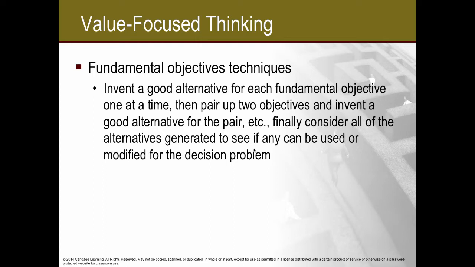So basically, for each fundamental objective, you invent a good alternative. Just one alternative for the fundamental objective, and then pair up two objectives. Right now, just consider the second objective. The first objective was maximizing profits, for example. And the second objective is customer satisfaction. Provide different alternatives for profit maximization. What can we do to increase the profit of the company, right? And then go for customer satisfaction. This is another fundamental objective.